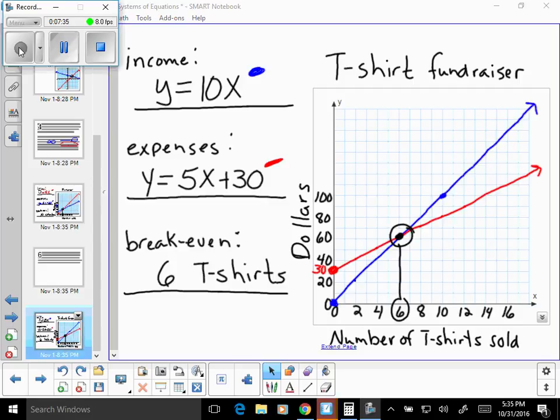Okay, class, your income equation is going to be y equals 10x. Your expenses are going to be 5x plus 30. I graphed income in blue and the expenses in red. I found out where they intersected. I came down and found that you need 6 t-shirts. And that will conclude lesson 3A7. So scouting out.